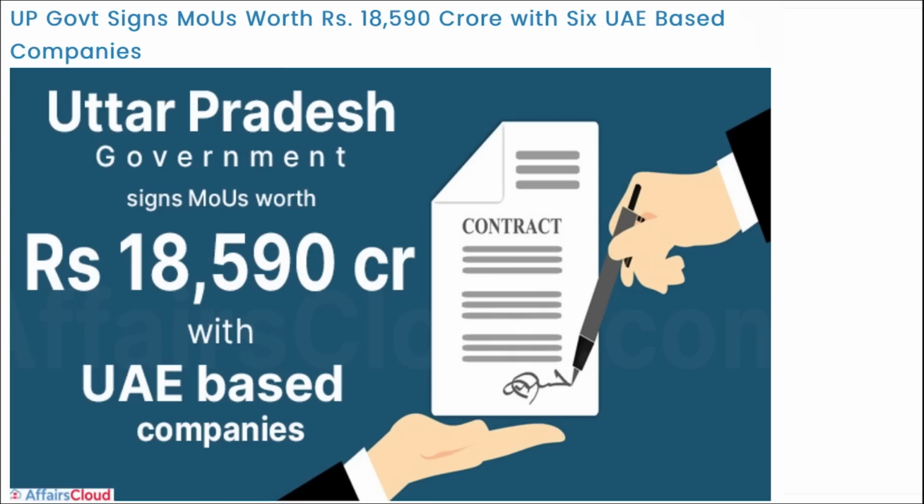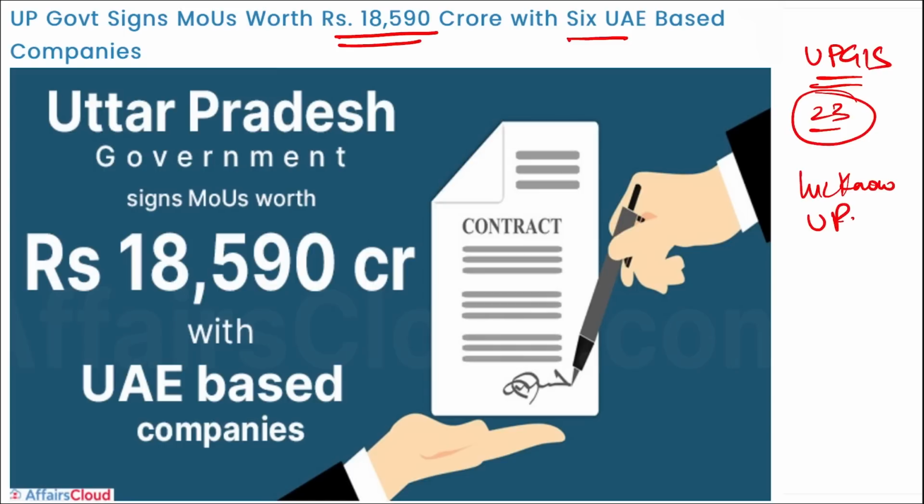Next, the UP government has signed a memorandum of understanding worth 18,590 crore rupees with 6 UAE based companies. This is a very huge amount of contract that was signed with 6 UAE companies, and remember, this was ahead of the UP Global Investors Summit 2023, that is Uttar Pradesh Global Investors Summit 2023.